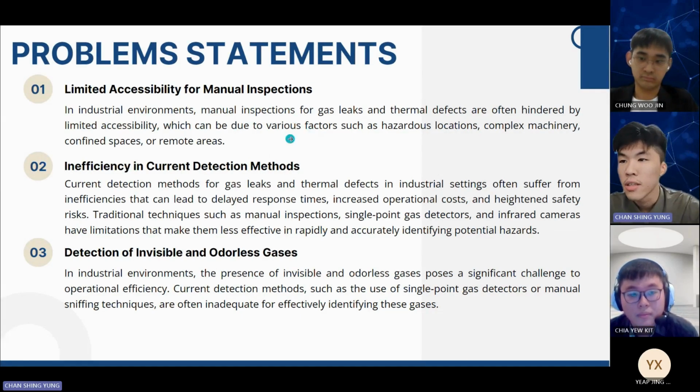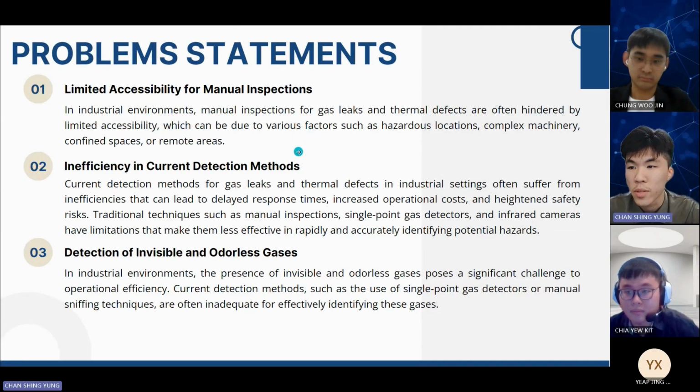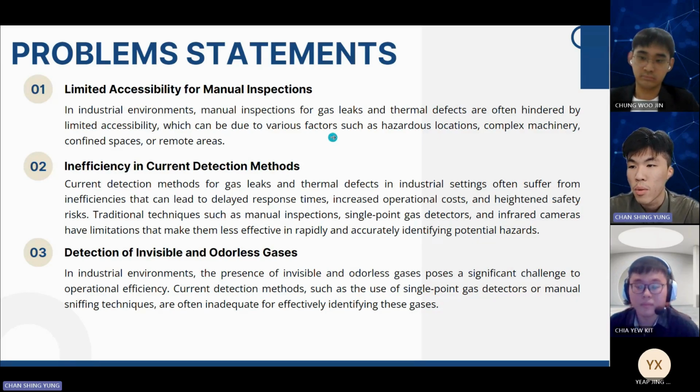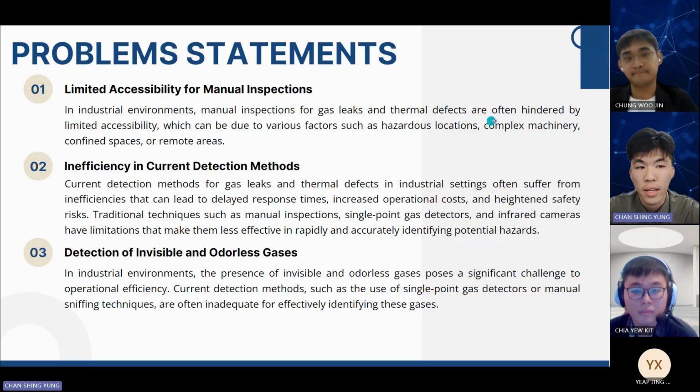Hi, I'm Chan Shin Yong. So I'll be talking about the problem statement of this project. First is the limited accessibility for manual inspection. In most industrial environments, manual inspection for gas leak and thermal defects is totally hindered by limited accessibility, due to factors such as hazardous locations, very complex machinery, confined space or remote area.